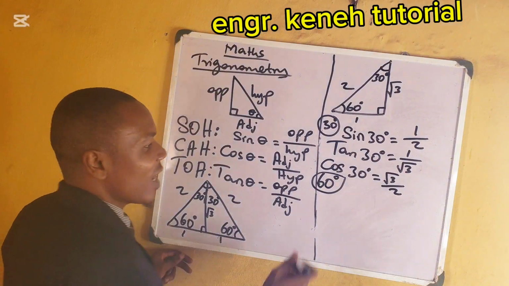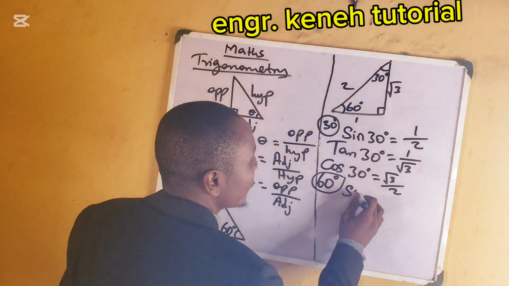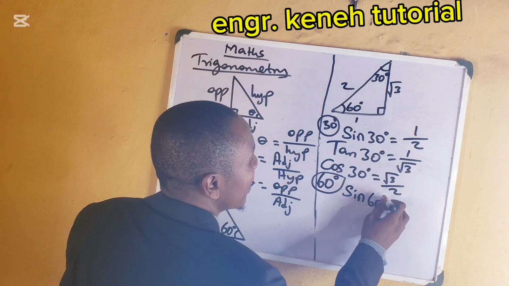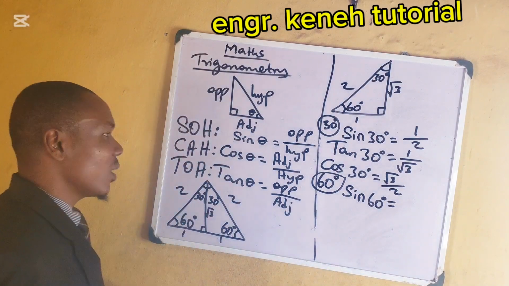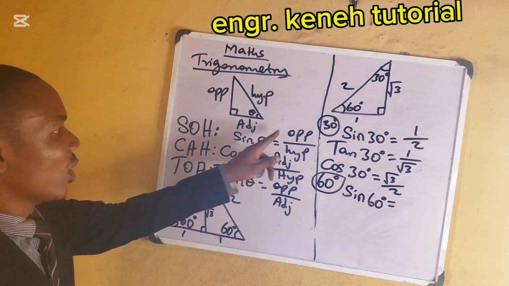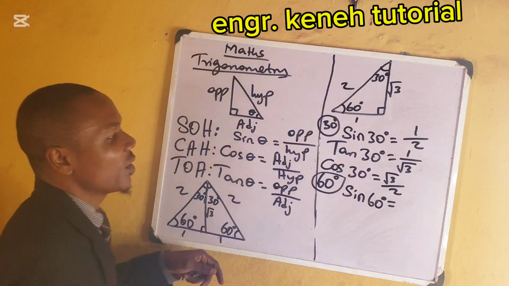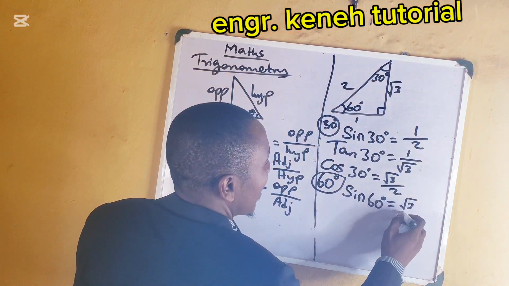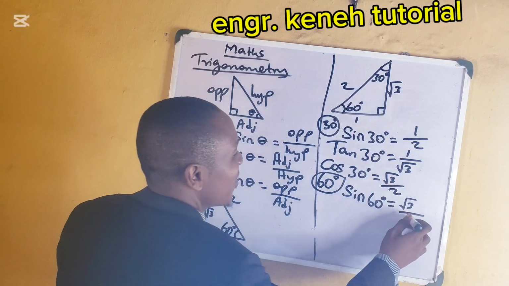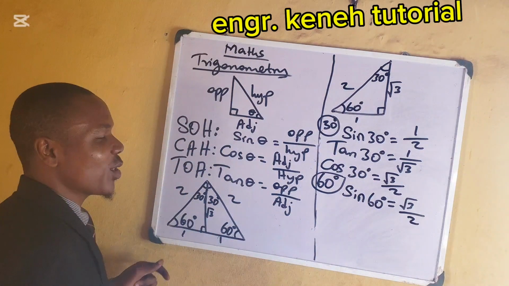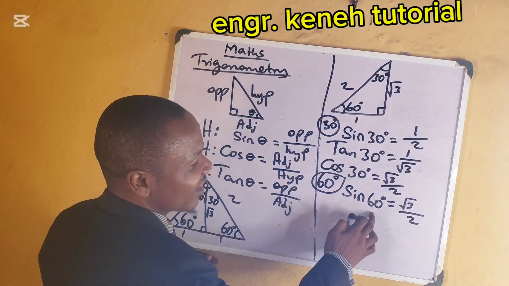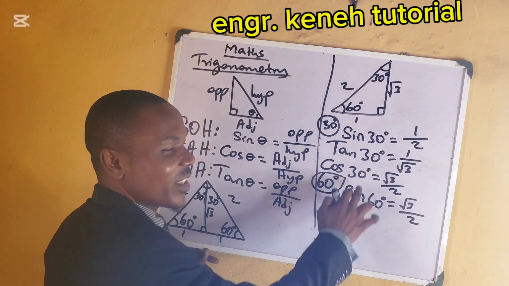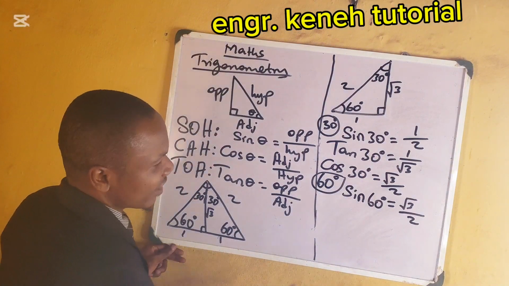So let's start with our sine 60 degrees. We have sine 60 degrees like this. Like I said earlier, sine is opposite over hypotenuse. So look at opposite, which is root 3 like this. And hypotenuse is 2. So it means that sine 60 degrees is equal to root 3 over 2. That means sine 60 degrees is equivalent to cos 30 degrees. All right, let us move on.